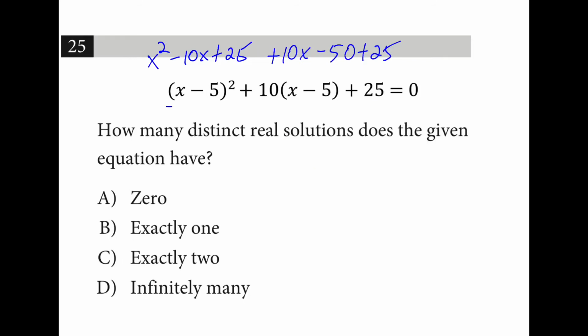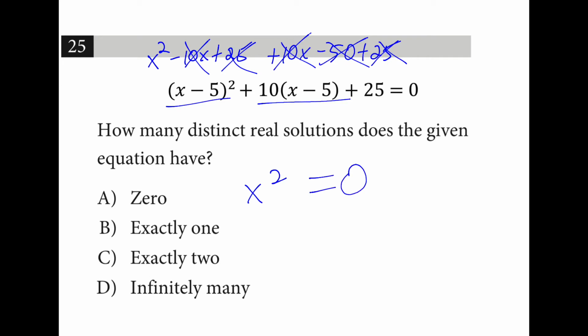So if we expand x minus 5 squared and we distribute 10, this is what we get. Notice the 10x and the negative 10x cancel out, and the 25s and the 50 cancel out. So we have x squared is equal to 0. This means there's exactly one solution, 0.